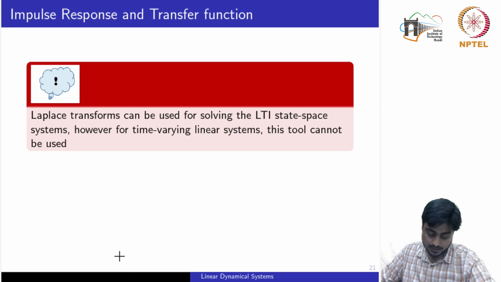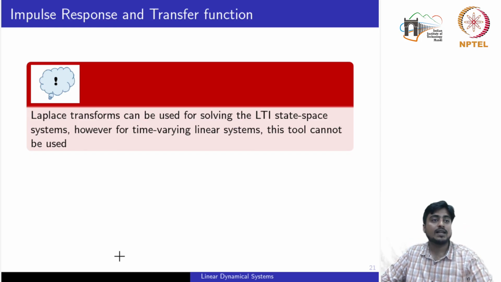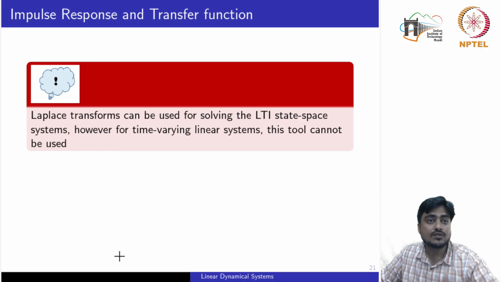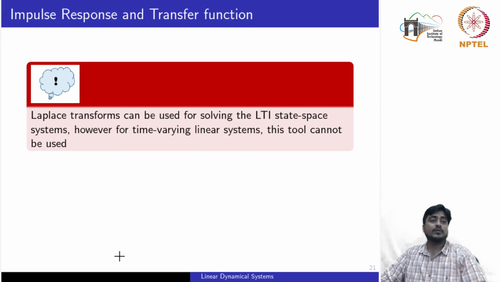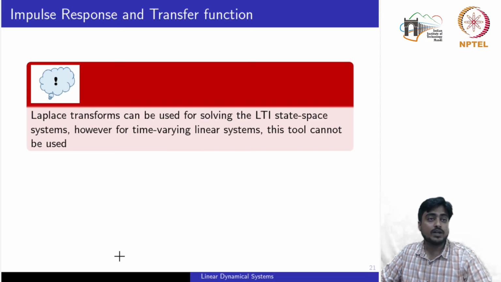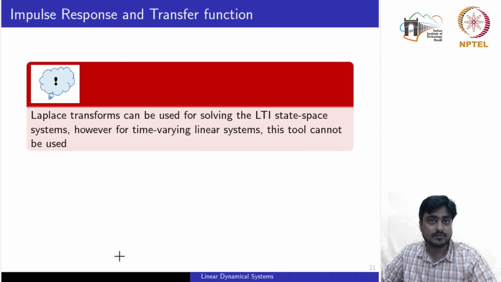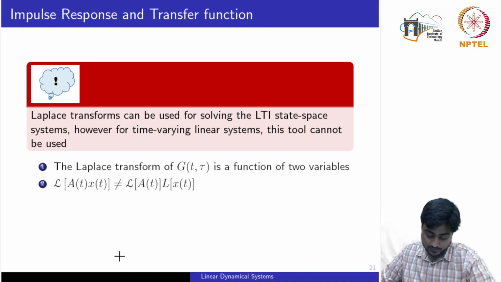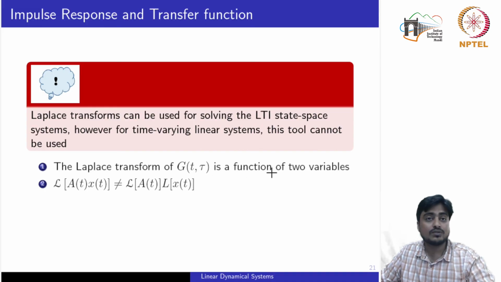Now the idea behind introducing the Laplace transform is that instead of computing the convolution or the integral in the continuous time domain and the summation in the discrete time domain, we deal in the frequency domain by using the transforms, either the Laplace or the Z transform. But we cannot use these two frequency domain tools for linear time varying systems. Why? First of all, the Laplace transform of g of t comma tau is now a function of two variables.